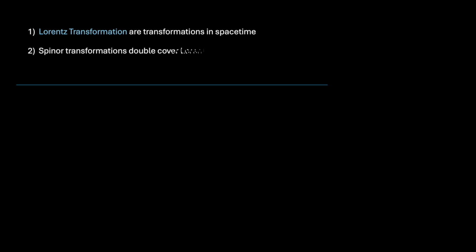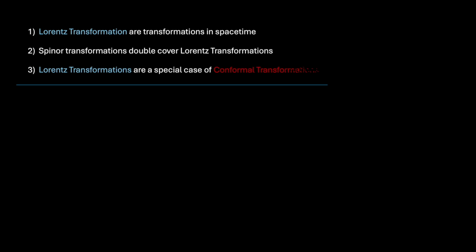And so the logic for twistors will be, in its simplest form: premise 1, Lorentz transformations are transformations in spacetime. Premise 2, spinor transformations double cover Lorentz transformations. Premise 3, Lorentz transformations are a special case of conformal transformations. In conclusion, there must be something that double covers conformal transformations then. Roughly speaking, the answer is going to be twistors.